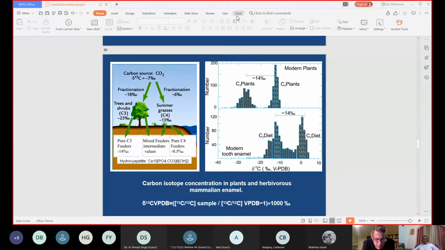It is represented in mil, not in percentage, because the values are very tiny, and mixed feeders would fall in between. So this chart on your right hand side gives you an idea of what kind of fractionation you'll get in C3 and C4 plants, and by the time it reaches the enamel of a mammal, it gets further fractionated by 14 per mil.